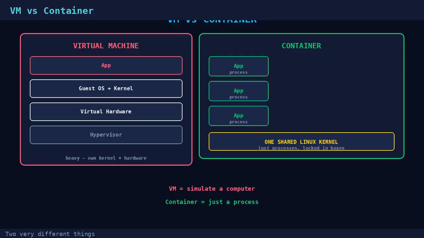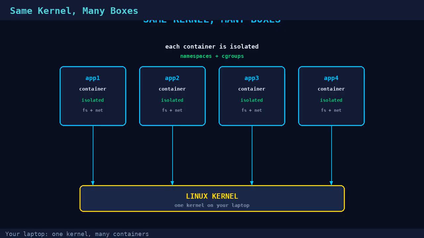A container, on the other hand, is a process, just a running program, like any program on your computer, but locked in a box. Here's the picture. Your laptop has one Linux kernel. On top of it, many containers run side by side. Container 1 runs app 1. Container 2 runs app 2. Container 3 runs app 3. Each has its own files, its own network. The isolation comes from two Linux features, Namespaces and Cgroups.